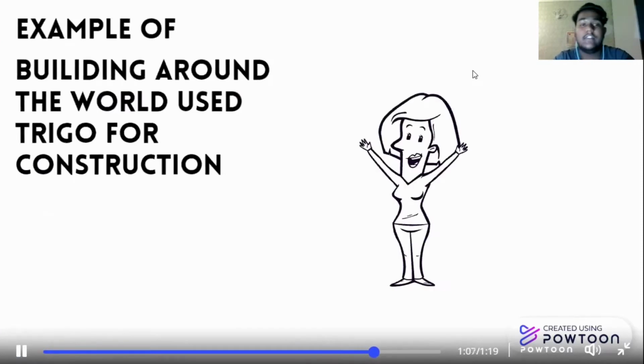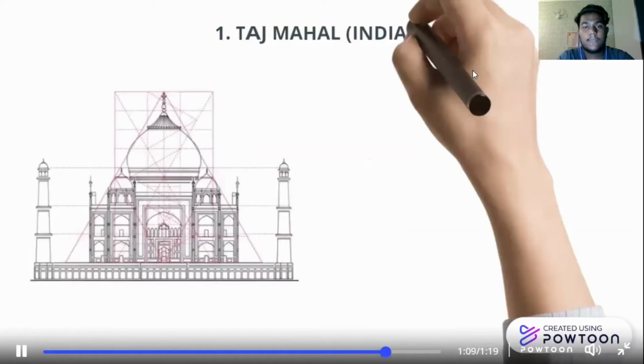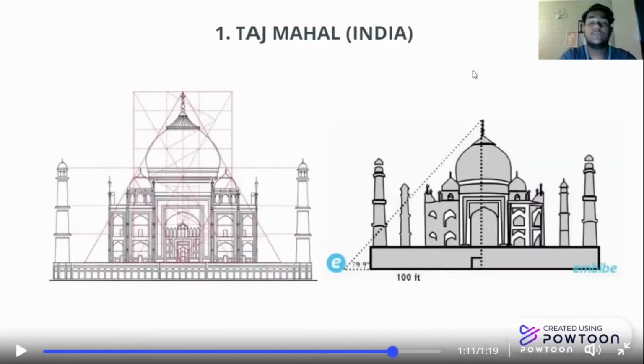Now you're going to see example buildings around the world that use trigonometry for construction. The first one is the Taj Mahal in India, one of the famous love symbols in the world. As you can see in the image in the slide, they use a right angle triangle to determine the height from the top of the Taj Mahal to the bottom. And you can see they use angles also to determine the height.